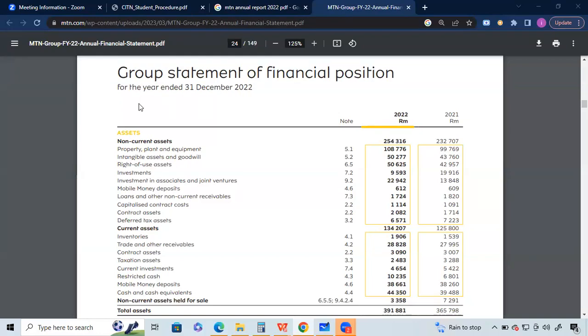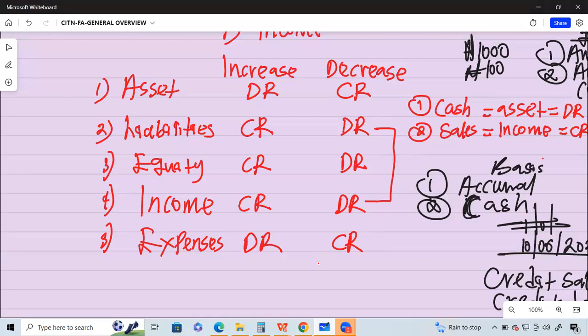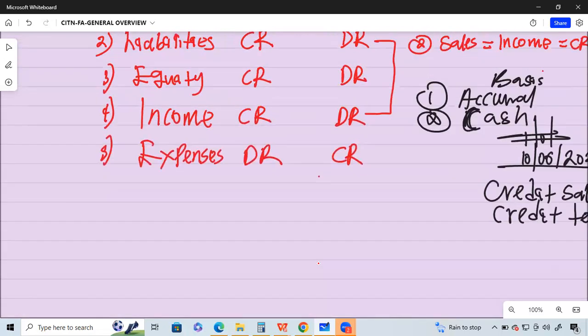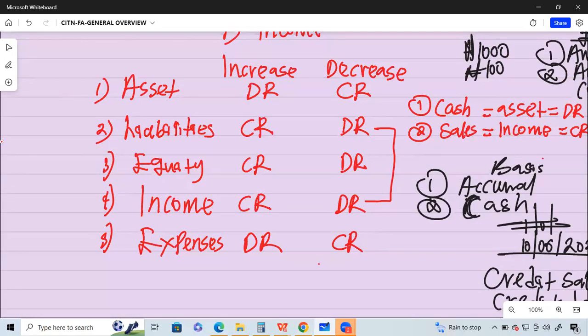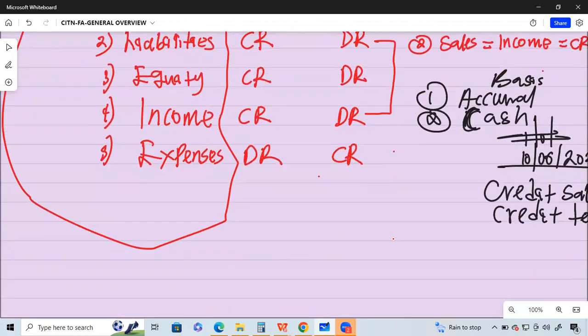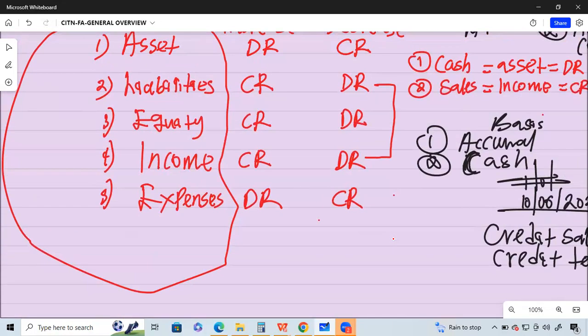Now, what are the types of assets? We have two types of assets. Please don't forget, what we are doing is just a general overview, and everything that we are talking about in our syllabus is between these five. Accounting is not difficult at all. It is easy to learn.